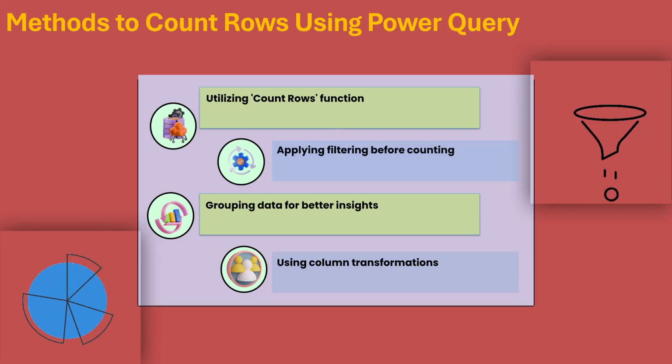Power Query is like a Swiss Army knife. It's got tools for everything. To count rows, we use the Count Rows function, apply filters to refine data, group it for better insights, and even transform columns to enhance analysis. It's all about efficiency. Because let's face it, nobody wants to sift through millions of rows manually. Power Query makes row counting a breeze.